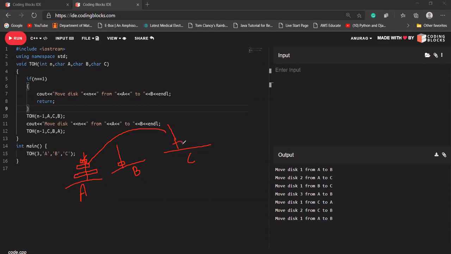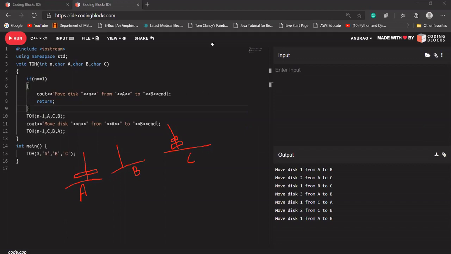Let's say disk number 2 is here, and now it is saying to move disk 1 from B to C. Yes, we can do that. I'm moving my disk 1. Let's say it is disk 1. Okay, let's erase all of this that we have already moved, because it has moved to C now.